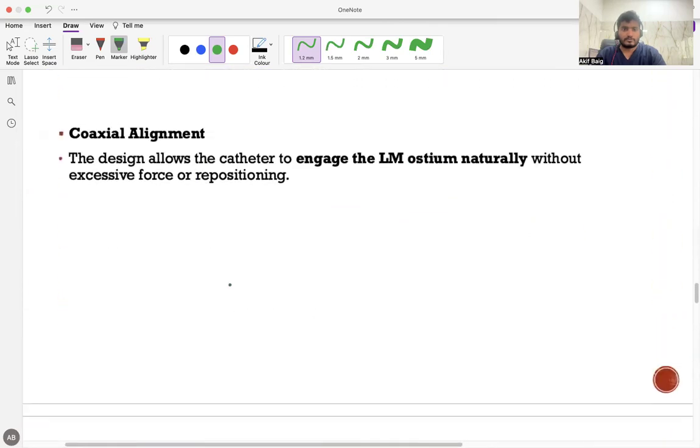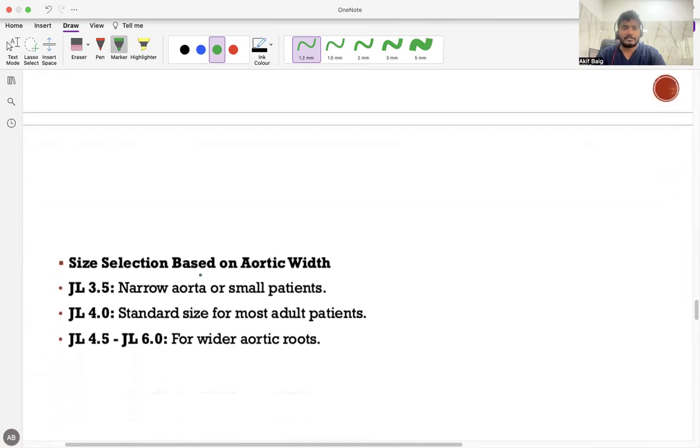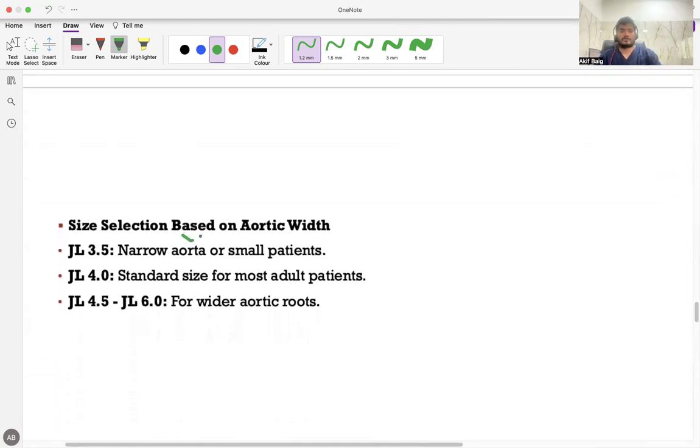Based on the size, as I said, suppose this is a narrow aorta or a small patient, based on the height, you can select JL 3.5. For a standard patient, usually the JL is 4.0. And for wider aortic roots, you can use 4.5 to 6. So narrow aorta, 3.5; for all other normal patients, JL 4.0.